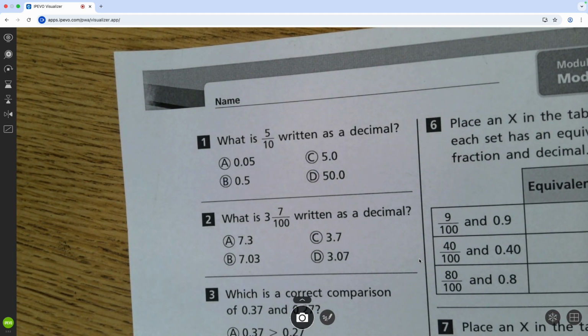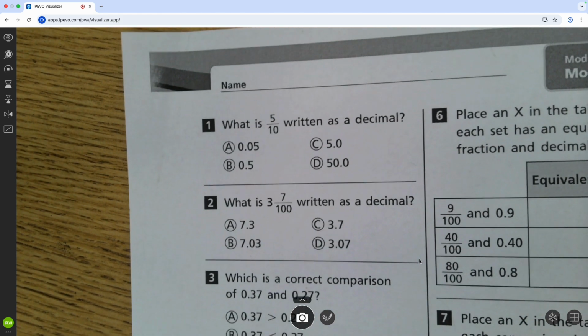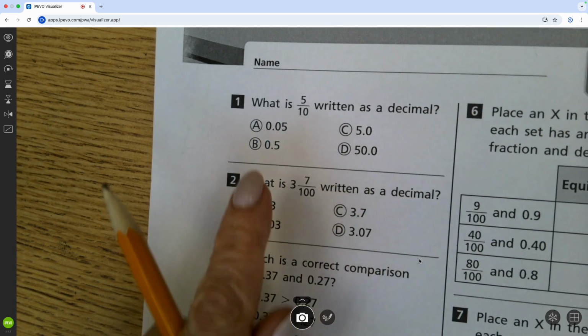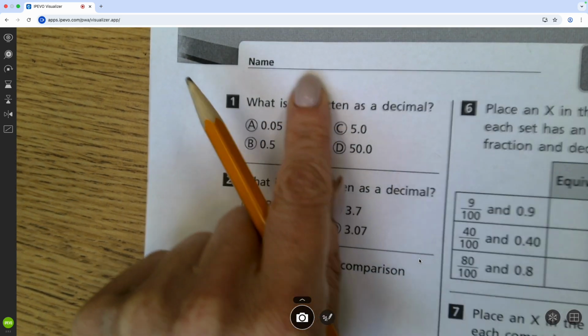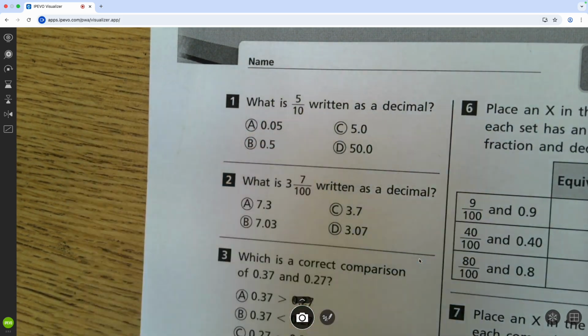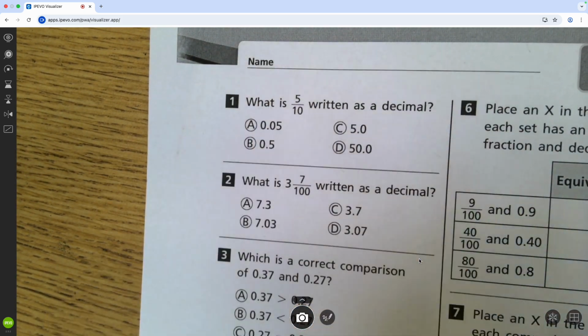Okay? So number one, what is 5/10 written as a decimal? I'm going to go through these and eliminate the ones that I know cannot be right. Just looking, I see this as a fraction. A fraction is a part of a whole. There is no whole number. This is not a mixed number. There's not a whole and a fraction.